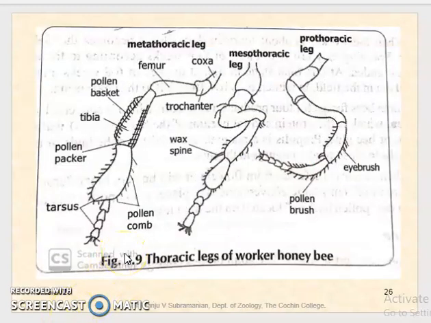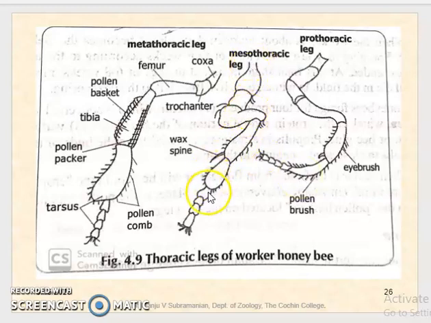This is the picture of the legs of the worker honeybees. There is the prothoracic leg, the mesothoracic leg, and the metathoracic leg. In the prothoracic leg, you can see the eye brush on the first tarsal region, and there is a pollen brush also present. The eye brush, as the name implies, is used to clean the eyes of a worker bee. And the pollen brush is used to collect the pollen from the flowers.